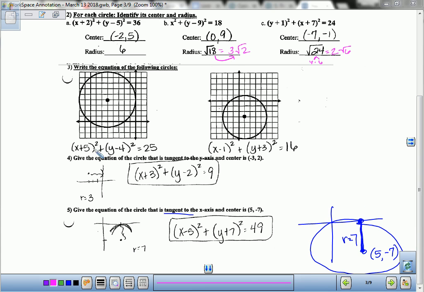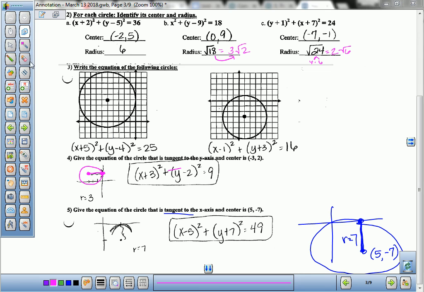Okay, number 3, write the equation. So you just need the center, you plug it in for h and k, and you square the radius. Plug in the center, square the radius. All right, this one is tangent to the y-axis. So where is negative 3, 2? Right here. If it is tangent to the y-axis, that means it's going to touch right here in one point, and the circle's going to look more like a circle. The radius is that distance, and that distance is 3. So that's where we get the 9 from. So sketch a picture, give it a try.